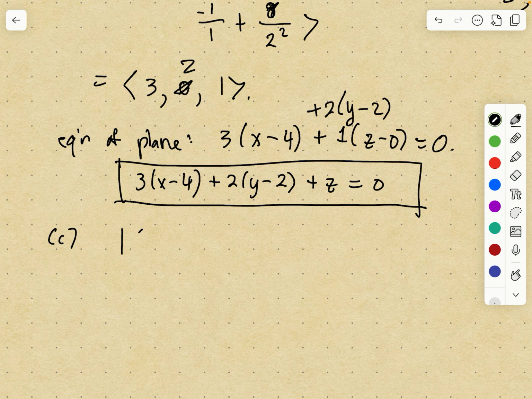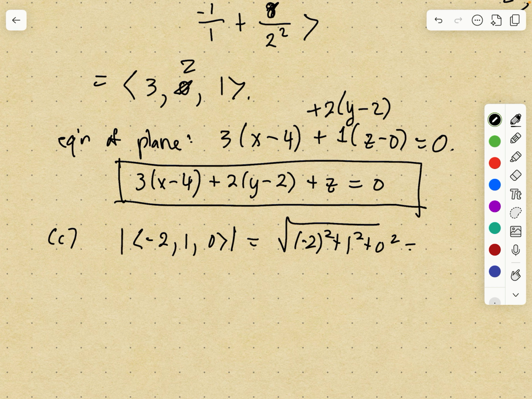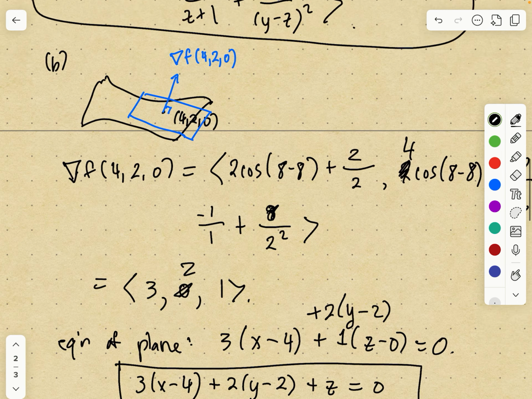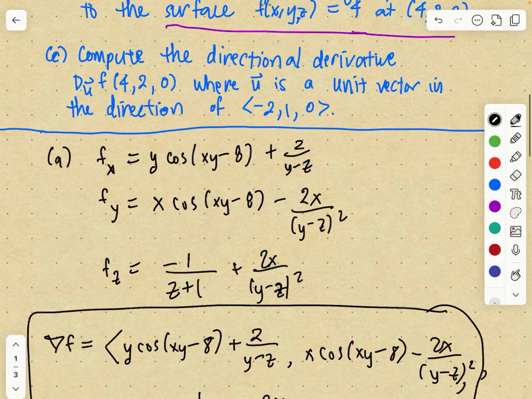So the length of negative 2, 1, 0 is the square root of negative 2 squared plus 1 squared plus 0 squared. That's the square root of 5. And now I just divide by the length. So the unit vector is going to be negative 2 over root 5, 1 over root 5, 0 over root 5, that's just 0. So that's the unit vector they're talking about. And the question says compute the directional derivative of f at 4, 2, 0 in the direction of u.